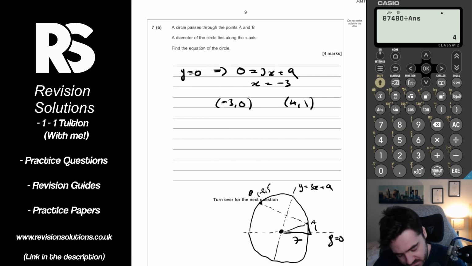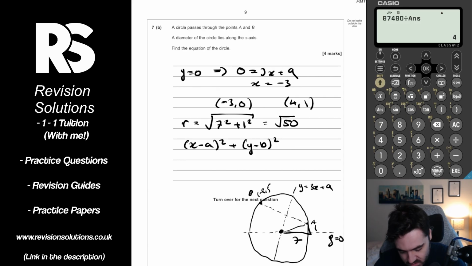And then if we do Pythagoras to find the radius, it would be the square root of 7 squared plus 1 squared. That's the square root of 50. So plugging into our circle equation, which is of this form, right? x minus a squared plus y minus b squared equals r squared. We would have x plus 3 to give us the minus 3 center, and then just y squared on its own, because b would be 0, and then 50 for r squared.